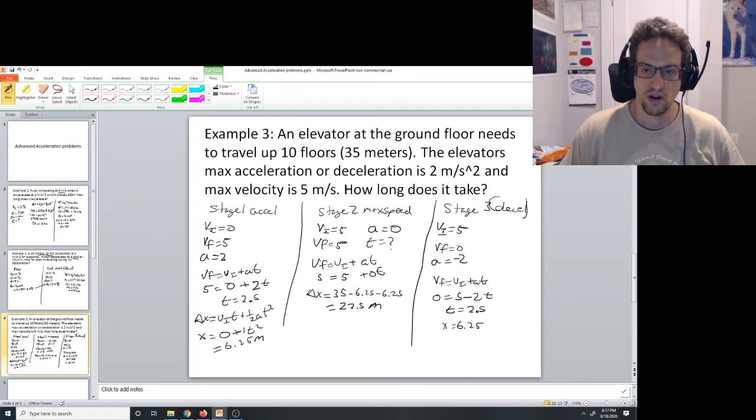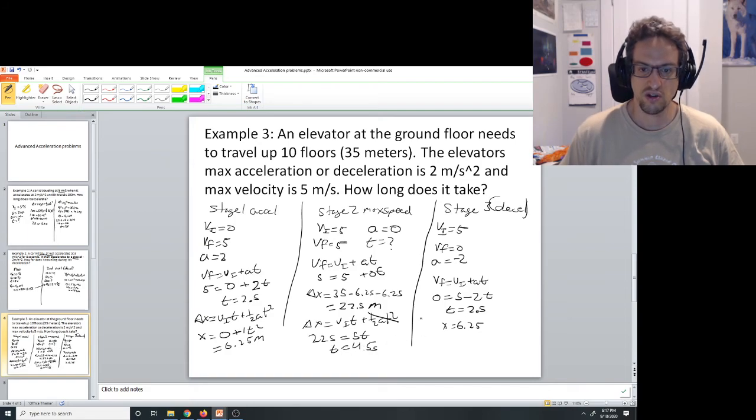And now, right, we can find the time, because change in x still equals V initial times t plus 1/2 AT squared. This whole bit is 0, so 22.5 equals 5t. T equals 4.5 seconds. So my final answer is 2.5 plus 2.5 plus 4.5, which equals 9.5 seconds. Feels a bit fast for an elevator going up 10 floors, but we'll pretend it's one of those express elevators.